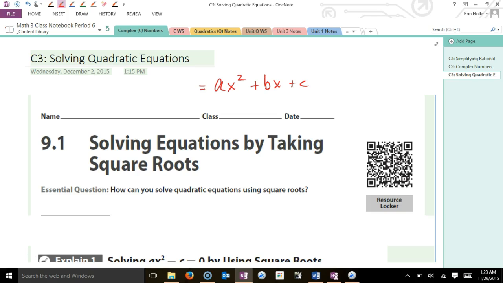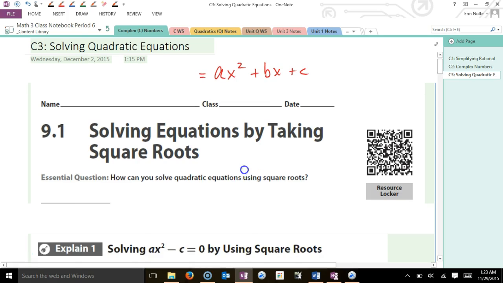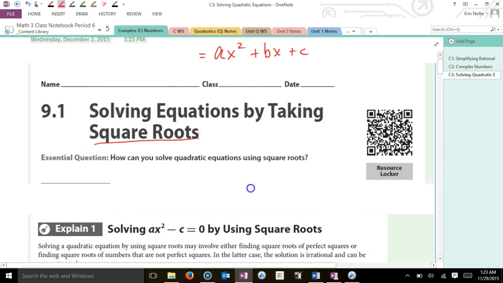Okay, so I'm going to show you two different methods in order to solve quadratics. There are more than two methods, and I'll show you a couple more later. But today, just these two. Okay, so the first one is solve by taking the square root. And the second one is going to be solved by the quadratic formula. Okay, so the square root method.